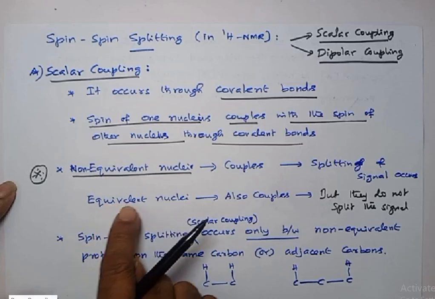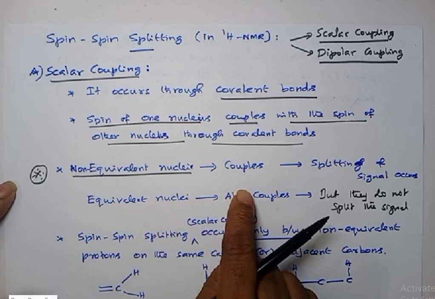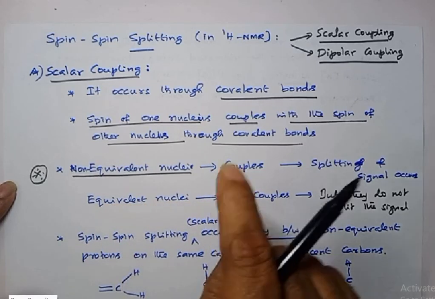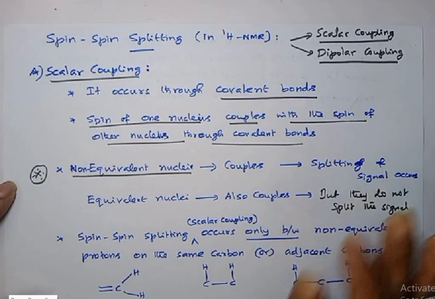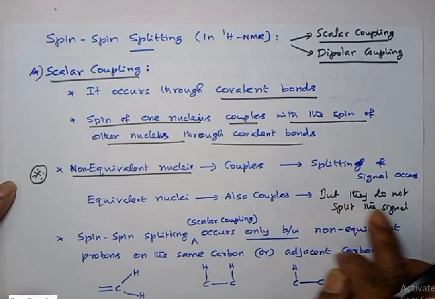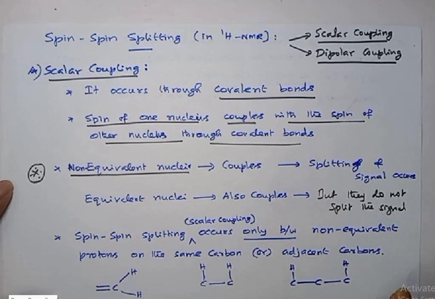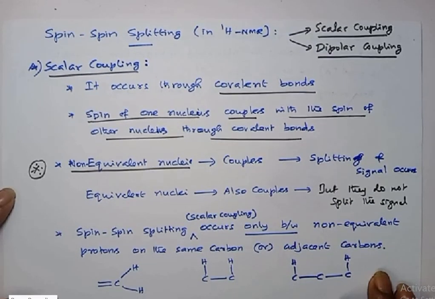If the nuclei are equivalent nuclei, they also couple. The energy levels get shifted, but the number of signals remains the same. The signals do not split. This is very important.